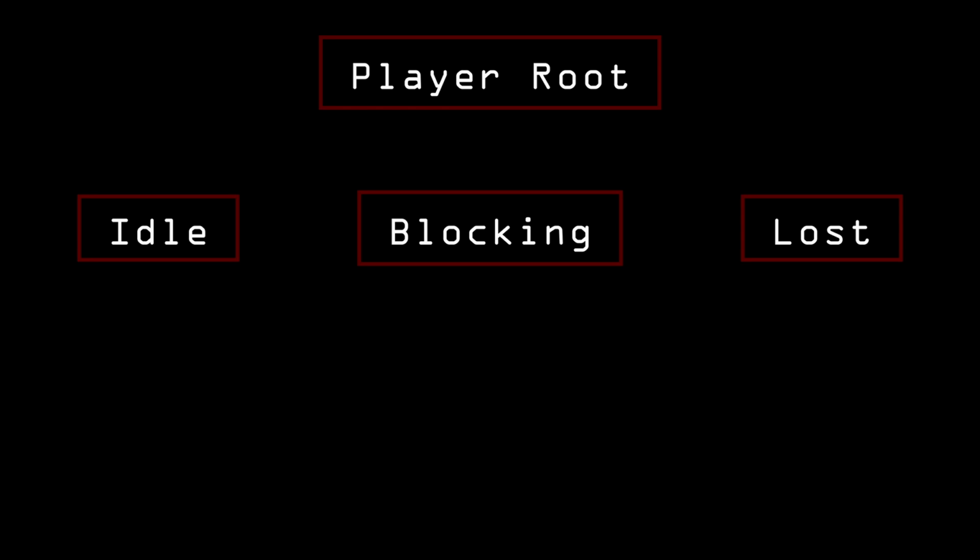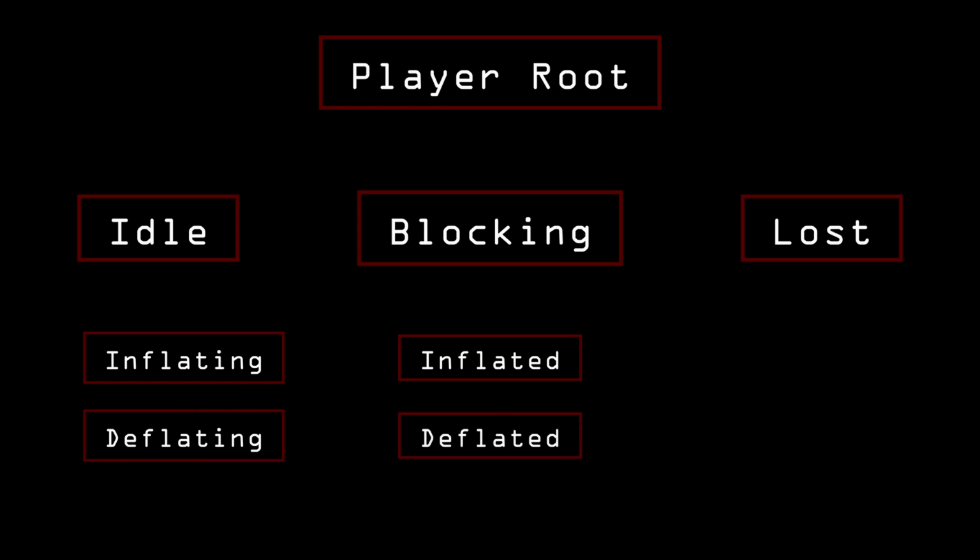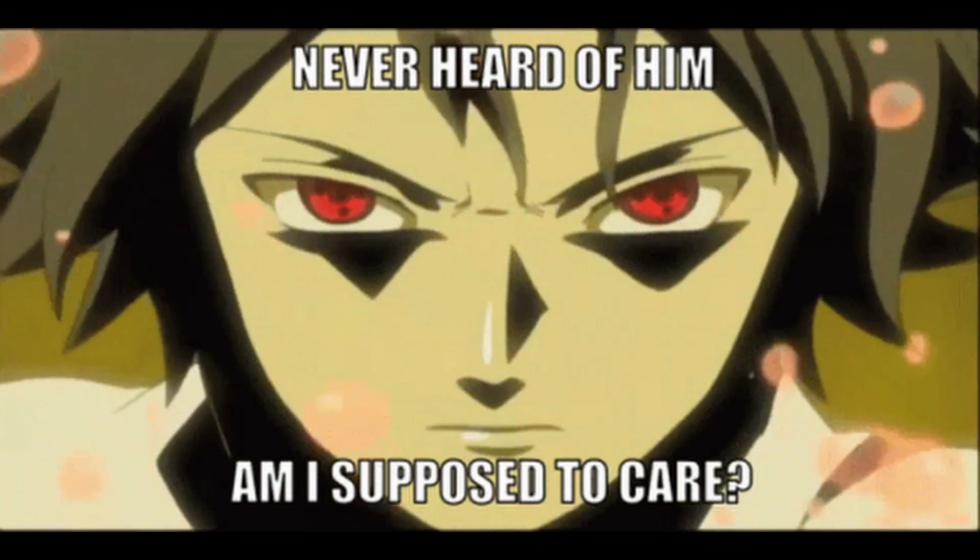Then we have 4 substates, and each of them can be a child of either blocking or idle state. Those substates are inflating, inflated, deflating, and deflated. Inflating state occurs when the player is accelerating up. Inflated when gained maximum speed in the up direction. Deflating when the player is accelerating down. And deflated when gained maximum speed in the down direction. Okay, so we have a player moving now. Over-engineering? Never heard of that.